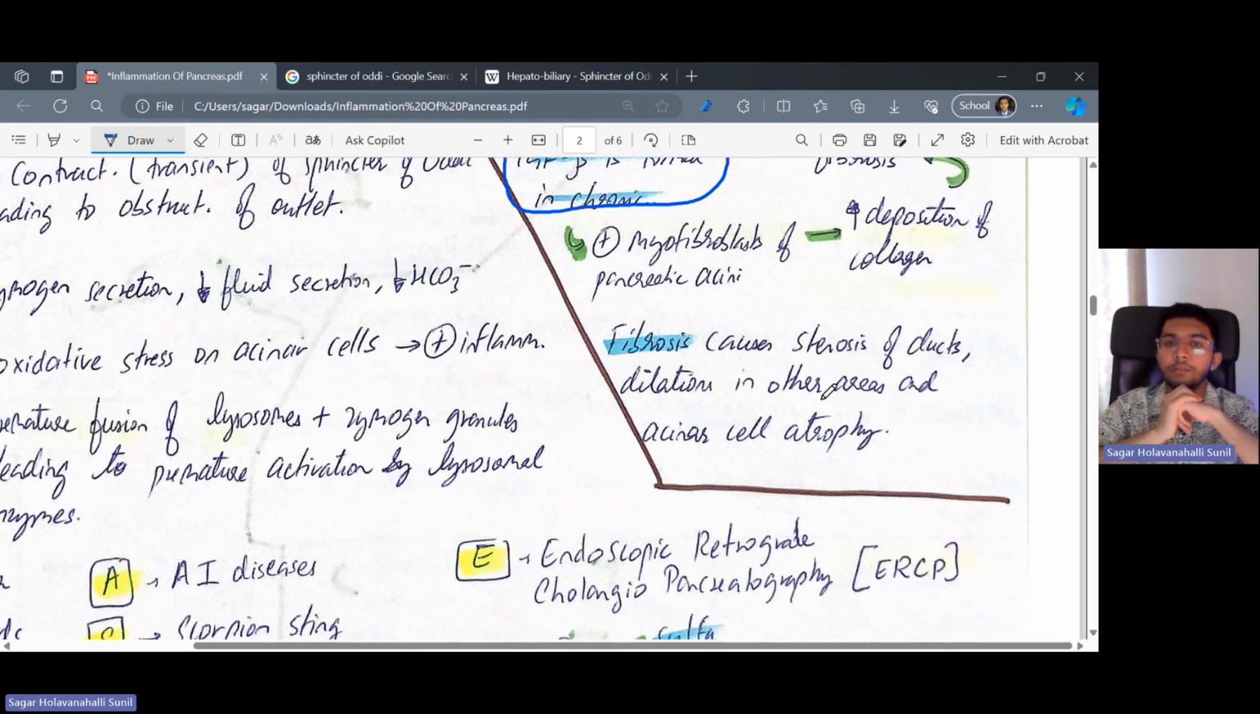At the same time, there will be damage to the wall of the duct itself because of inflammation, and this will lead to decreased integrity of the duct, thereby making the duct larger and therefore dilated. And inflammation will also cause acinar cell atrophy. So, stenosis of ducts, dilatation in other areas, and acinar cell atrophy. Fibrosis leads to these three parts.